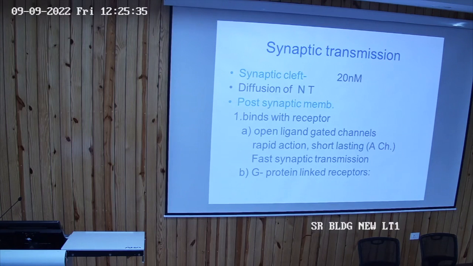So most of them are binding to the cell membrane receptors, and that binding of the neurotransmitter with the membrane receptors can cause multiple actions. Okay, so what actions can happen at the postsynaptic membrane in the neuron?